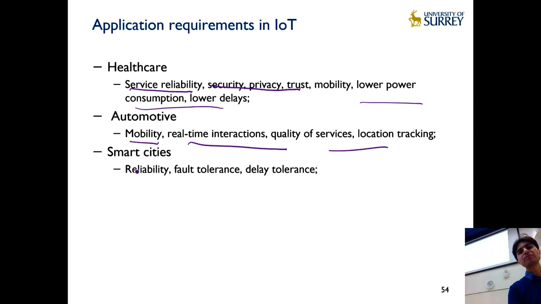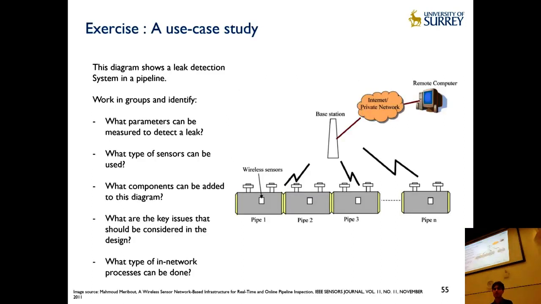If you're using it for smart cities, reliability matters, because you're deploying your sensors in the wild. If you have bins that can report how full they are, the reliability of those sensors matters: they cannot be easily tampered with, and they cannot easily break down. Fault tolerance of those systems becomes important. Then each application area will have its own requirements.